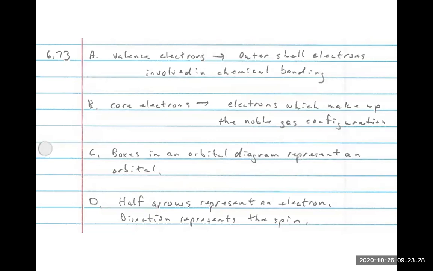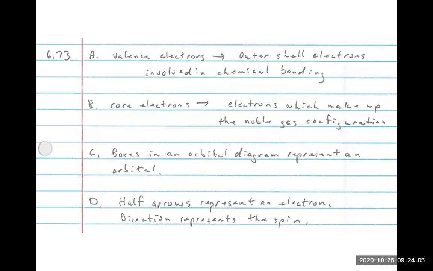Then the next question, what does each box in an orbital diagram represent? So each of those boxes represents one of the orbitals. And since it represents one of the orbitals, that's why we have the 2 electrons, the 2 arrows, up or down. And then the last part of this question, what object is represented by the half arrows in an orbital diagram? What does the direction of the arrow signify? So those half arrows represent an electron, and the direction represents the spin.